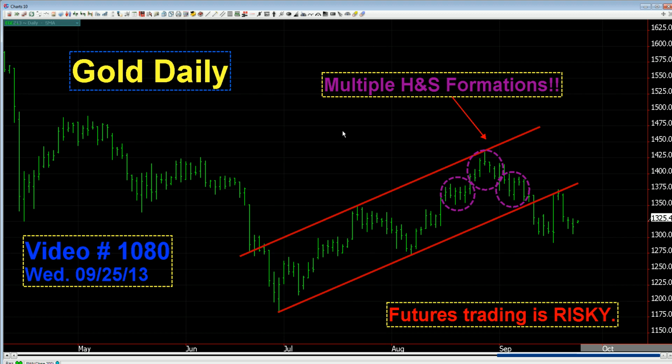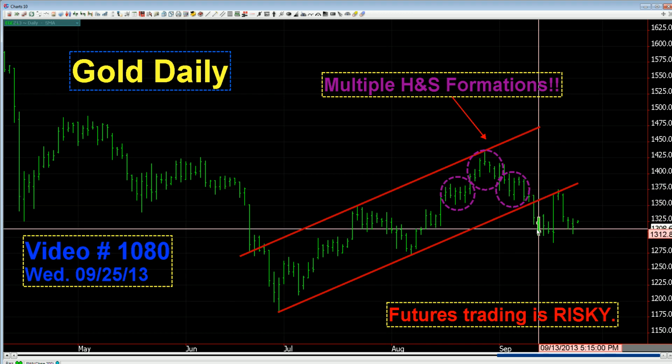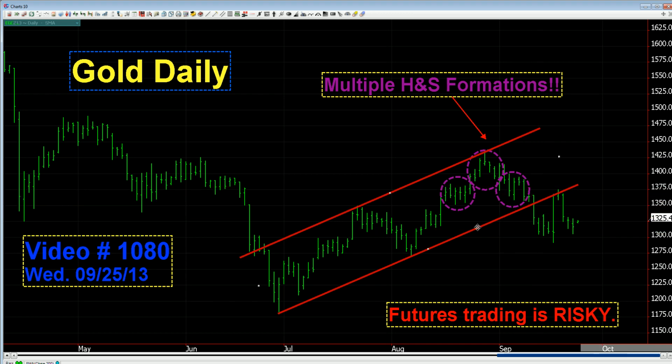Traders, the gold on a daily. Multiple head and shoulders forming, the first one I pointed out to you, OMNI, and we broke down. Then we broke down through the channel after coming out of this head and shoulder formation. Left shoulder, head, right shoulder. So an upright head and shoulders in a bear market is bearish. So you did get the down move, right?